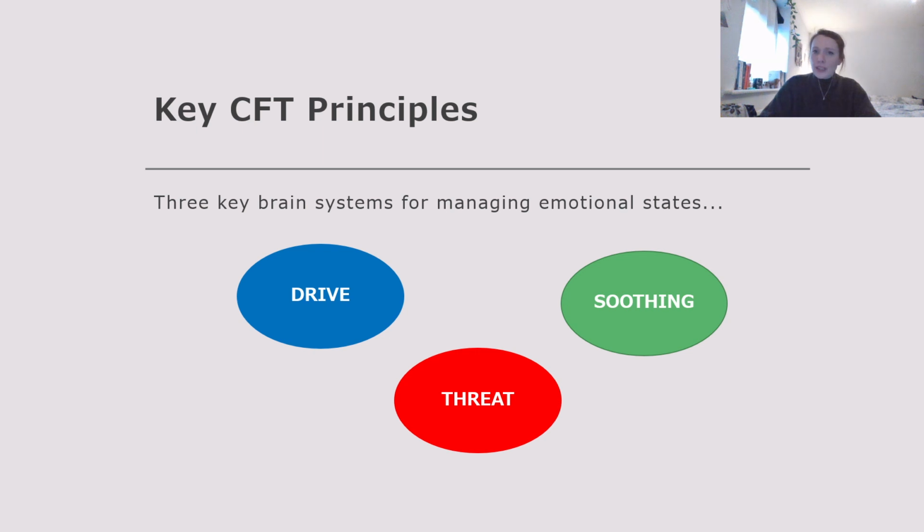And then we have the soothing system. The soothing system is like our affiliative resource system. So it's relational, and it's activated when we feel connected to other people. It's our calming, soothing, restorative system, as we all need.